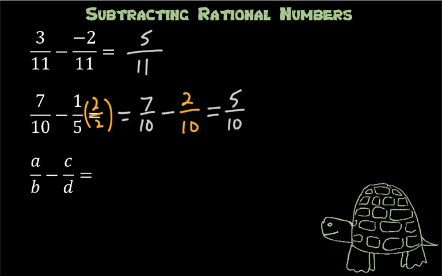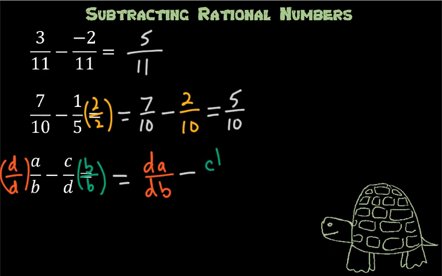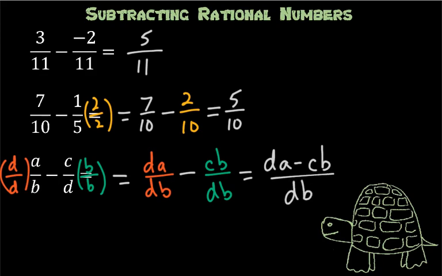Now thinking about subtracting fractions in general, we can take the denominator of d and we'll multiply this fraction by d over d, and then multiply the other fraction by the denominator over itself, b over b. The result then will be dA over dB minus cB over dB, and that then will be dA minus cB over dB.